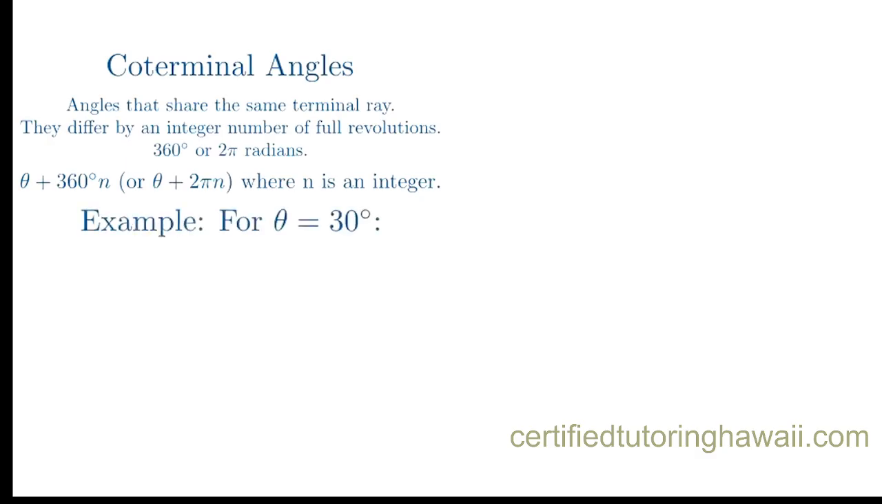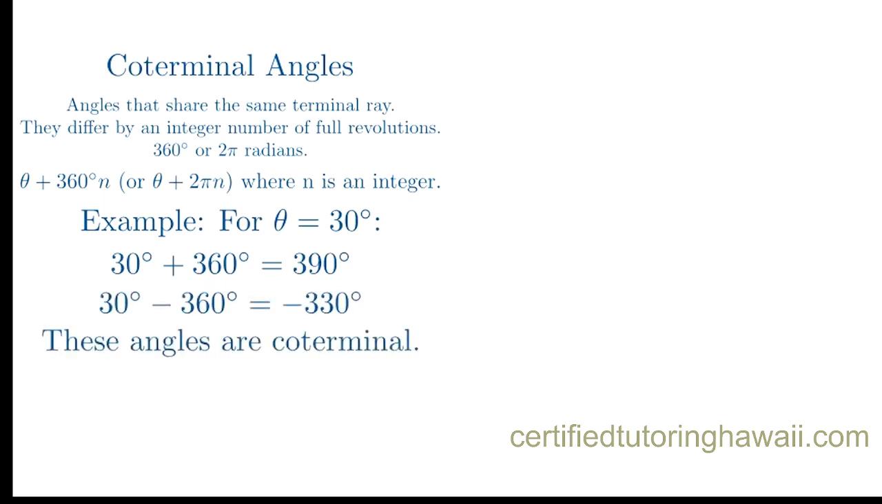For example, an angle of 30 degrees has its terminal ray in the first quadrant. If we rotate another 360 degrees, we end up in the exact same position, giving us a coterminal angle of 390 degrees. Similarly, rotating clockwise by 360 degrees gives us negative 330 degrees, which is also coterminal with 30 degrees. Understanding standard position and coterminal angles is the first step in working with the unit circle. Before we proceed, it's crucial to understand radian measure.